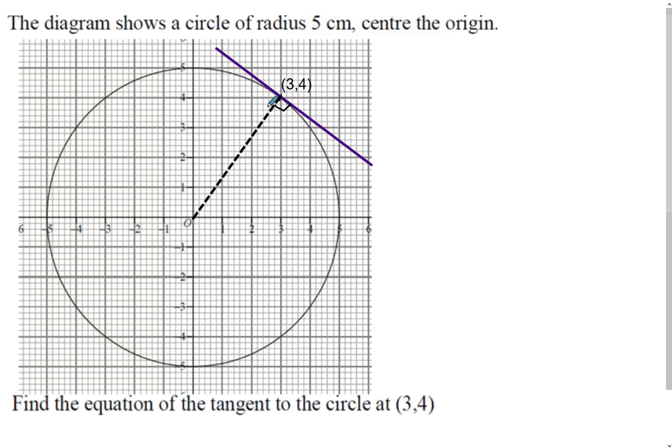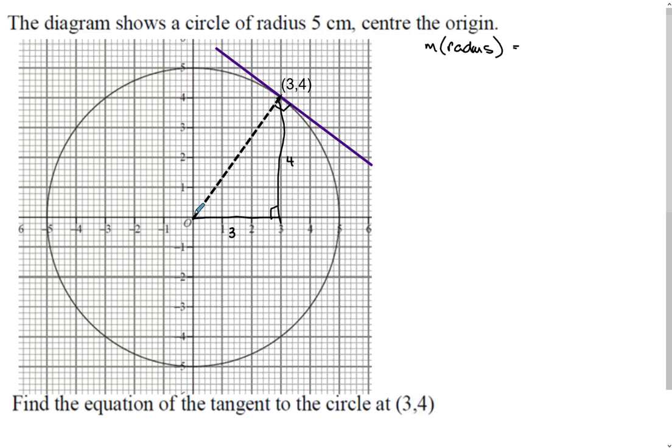And once you've got that, then again, just keep it simple. So you know the gradient of the radius and the gradient of the tangent, if you multiply them, the product of those gradients will be -1. Okay, so let's start finding the gradient of the radius. And again, if you need to draw your triangle, you've got 3 there and 4 there. And you should know this Pythagorean triple, 3, 4, 5.